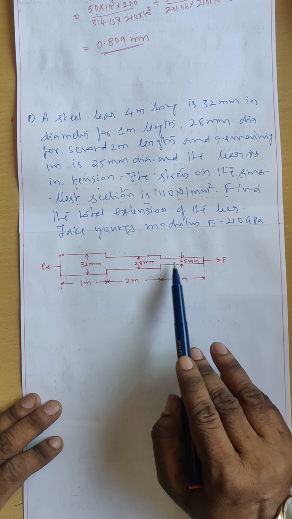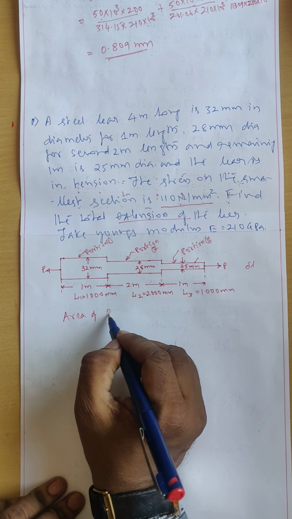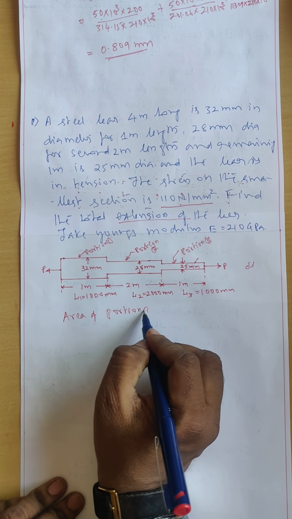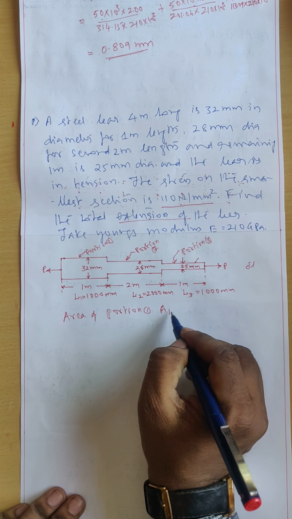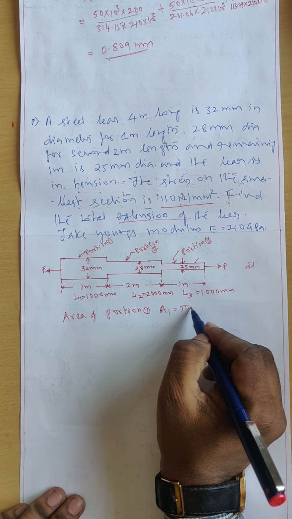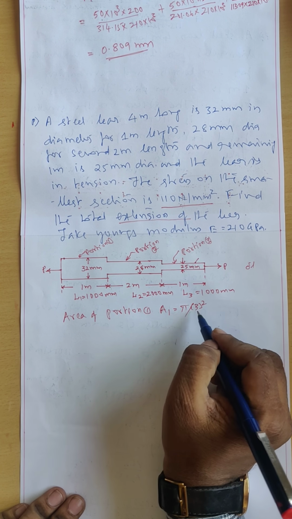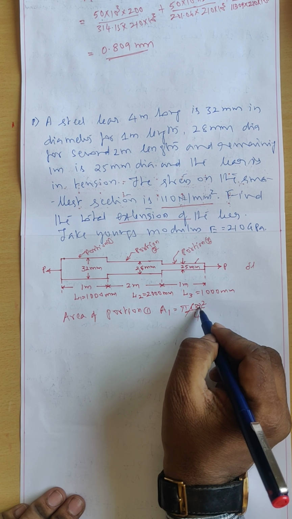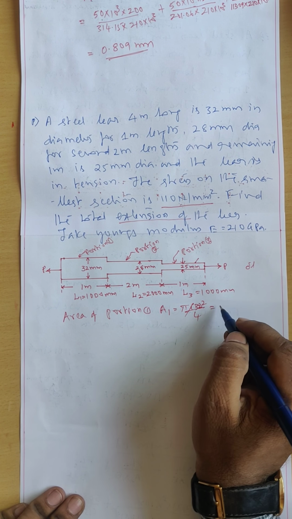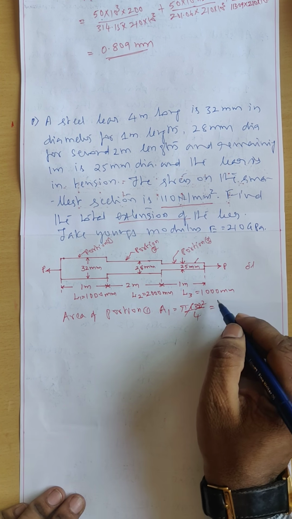We converted meter into millimeter. Now we will calculate areas of the cross section. First, area of portion 1, we will call it A1, pi into 32 square divided by 4 equals, it comes nearly 804.24 millimeter square.